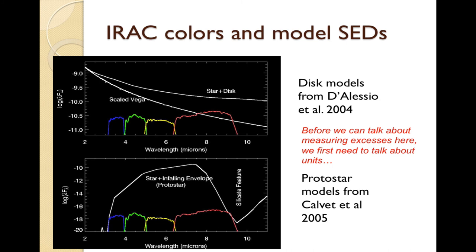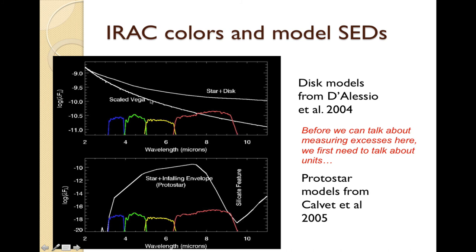So let's go back now to this plot that we had from before. We still have energy as a function of wavelength, and now you have a better sense of these four IRAC band passes. They're 3.6, 4.5, 5.8, and 8 microns. Here again, that's pretty broad, and I'm calling it 8 microns because that's the effective wavelength of the filter.